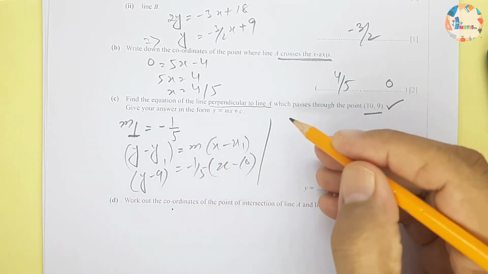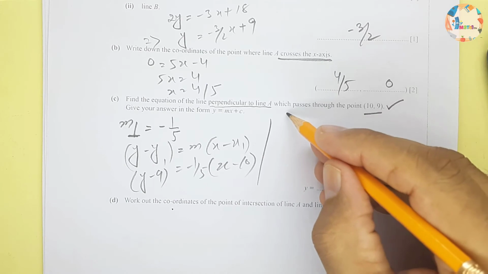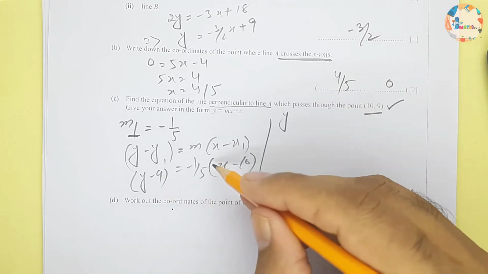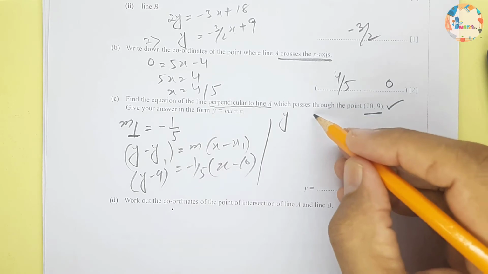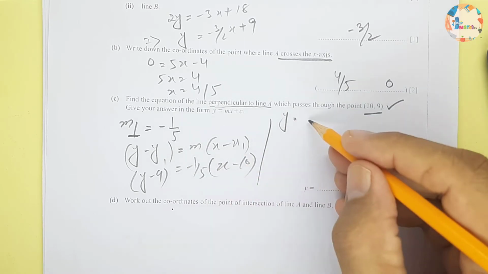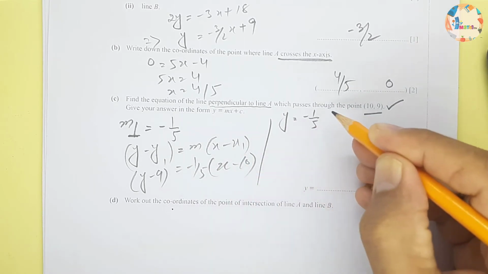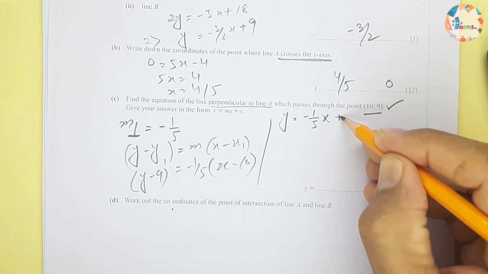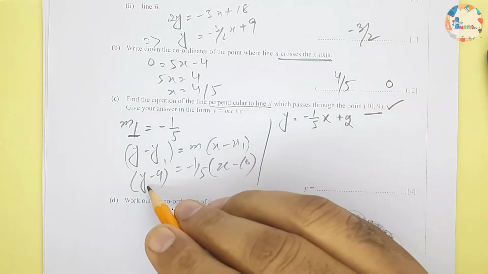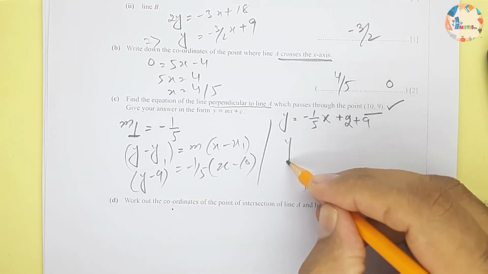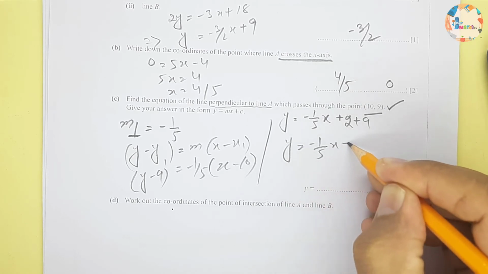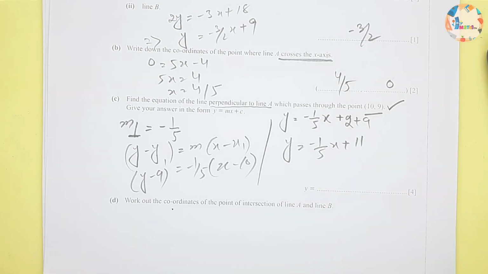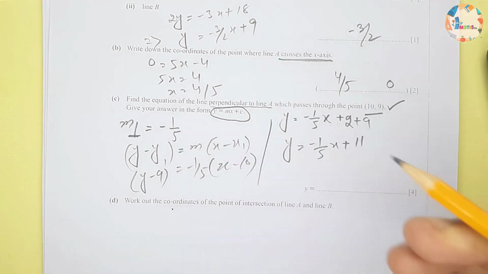Now we can open this one. So this will be y is equal to, 9 I'll be shifting to this side, so this will be equal to minus 1 over 5x, and plus 10 over 5 will be 2, and plus 9. So y will be equal to minus 1 over 5x plus 11. So this will be the equation of the line in slope intercept form, which is y is equal to mx plus c format.